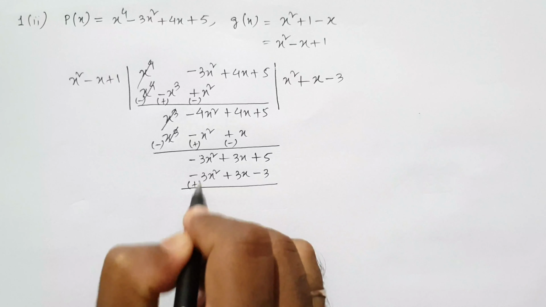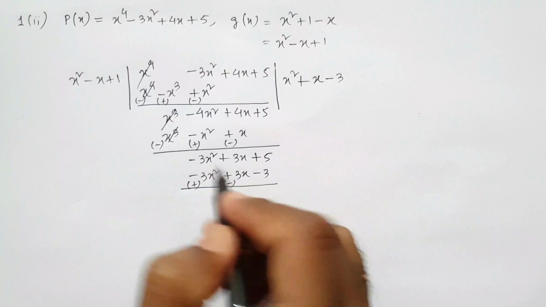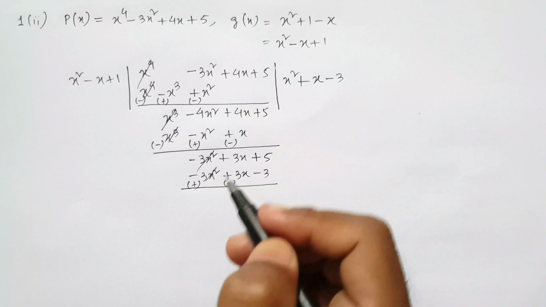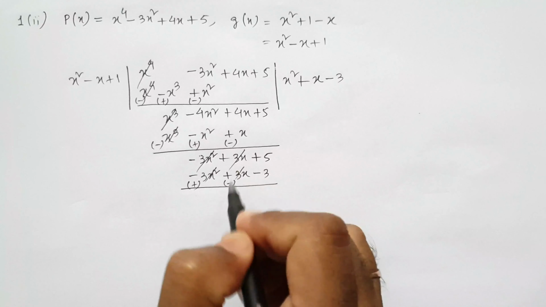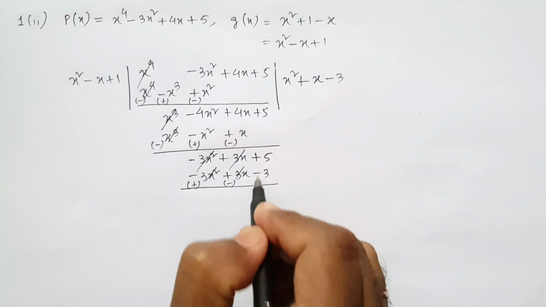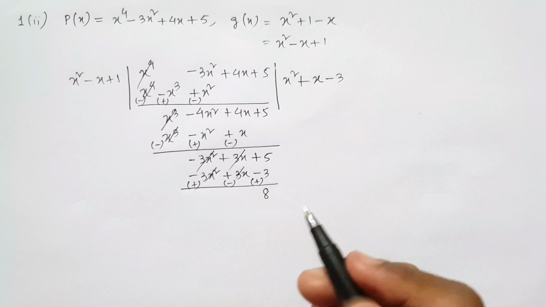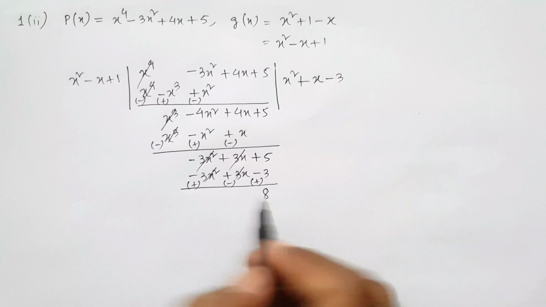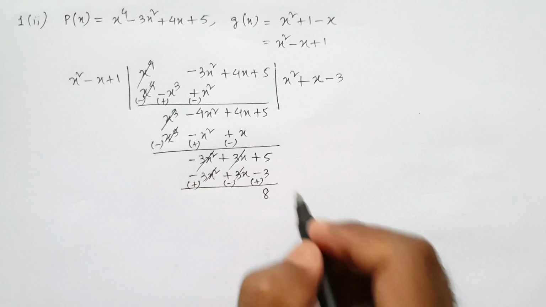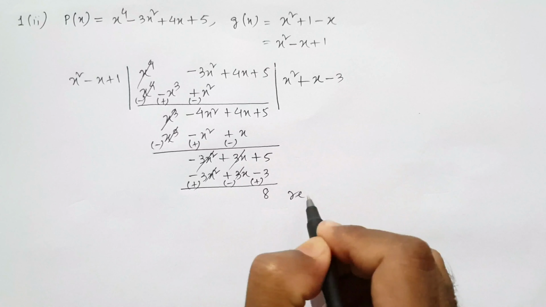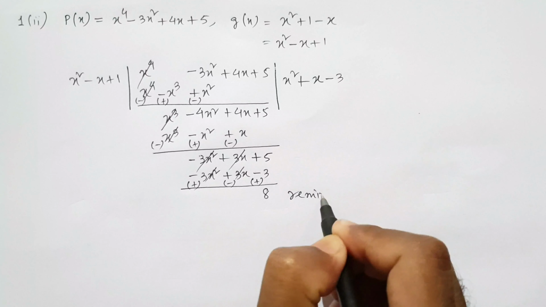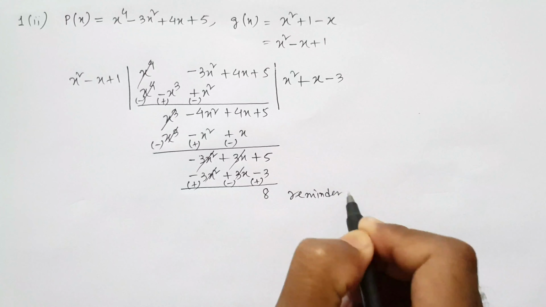If we change the symbol, plus minus, so we can see we can cancel these two, as well as we can cancel these two also, because plus minus minus, and this minus turns into plus. Now 5 plus 3 is 8. Now we cannot divide 8 anymore with this term, so this is our ultimate remainder.